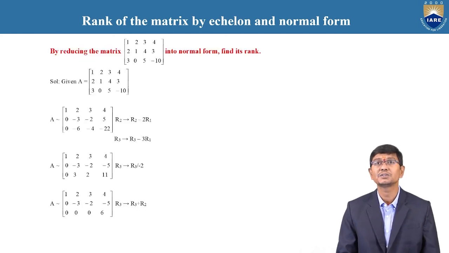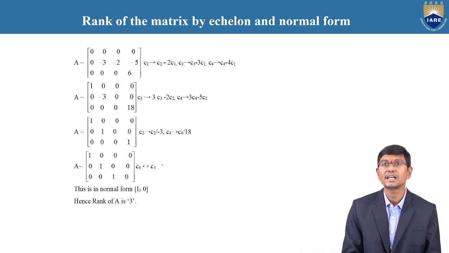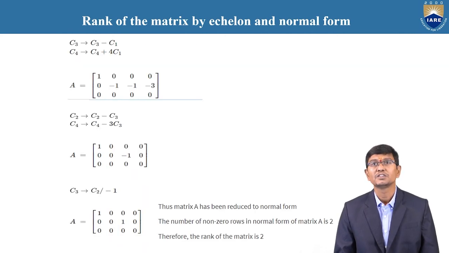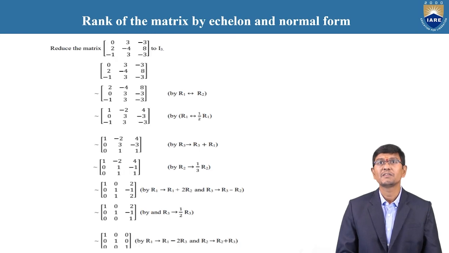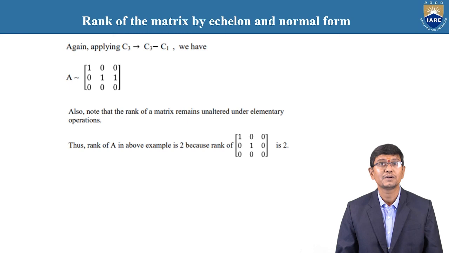And similarly, here is another example. The matrix [1 2 3 4; 2 1 4 3; 3 0 −5 −10] is reduced to find the rank of the matrix by using 1 by 1 matrices. Finally, it is clearly by row operations and column operations that we obtain the rank of the matrix equal to 3 only. Similarly, these are some examples using elementary row operations and column operations.